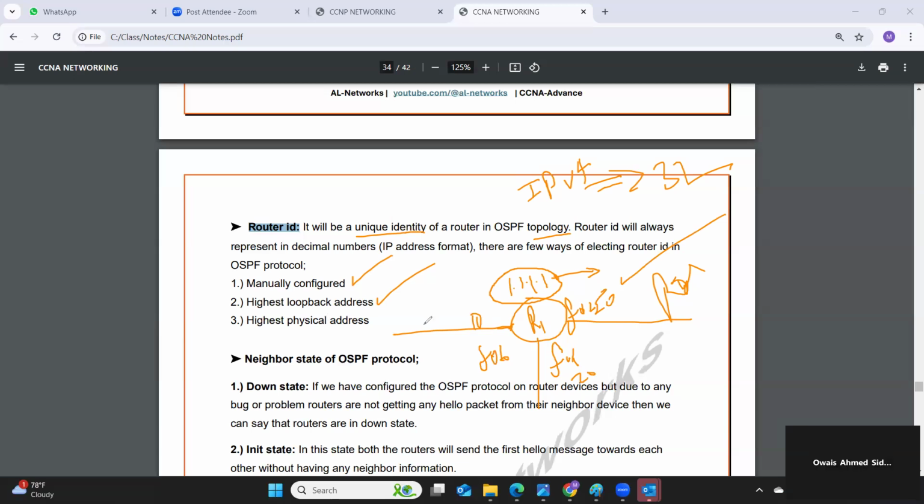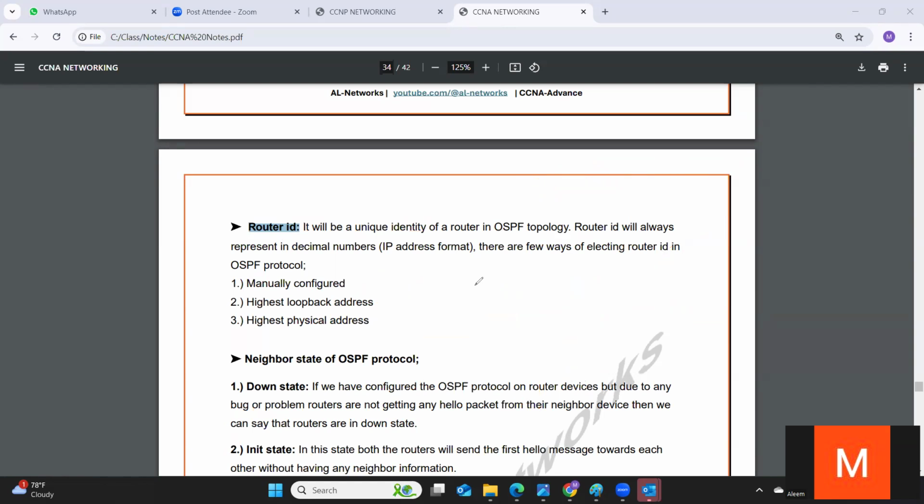For example, if you configure 10.10.10.10 here, 20.20.20.20 here, and 30.30.30.30 here, 30 is the highest value, so that will be considered the router ID. So first it checks the manual configuration, second the loopback IP address, and third the physical interface. If they are present, then it will be elected. So that is the router ID.